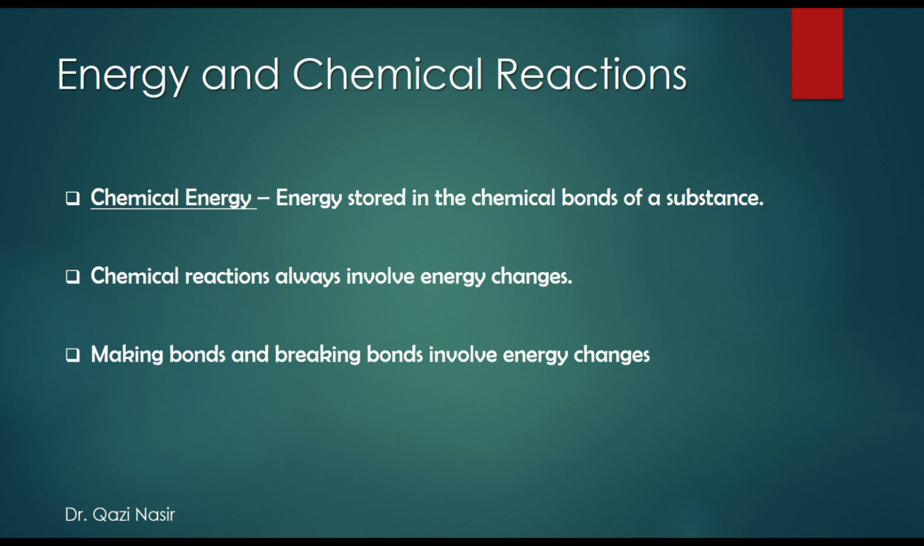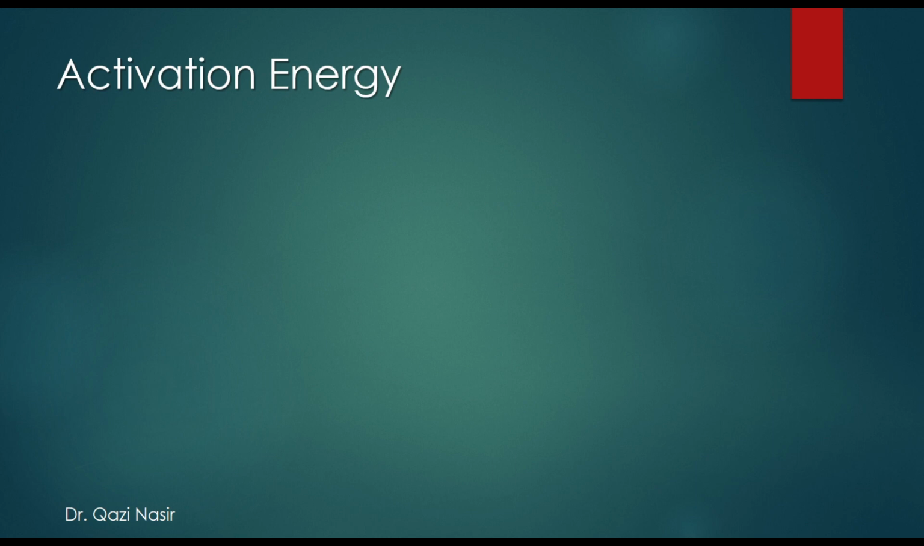So what is chemical energy? The energy stored in a chemical bond of a substance is called chemical energy. And how do reactions occur? Reactions always occur when there is a change in chemical energy, and this happens by making bonds and breaking bonds. Making and breaking of bonds involves chemical energy changes.